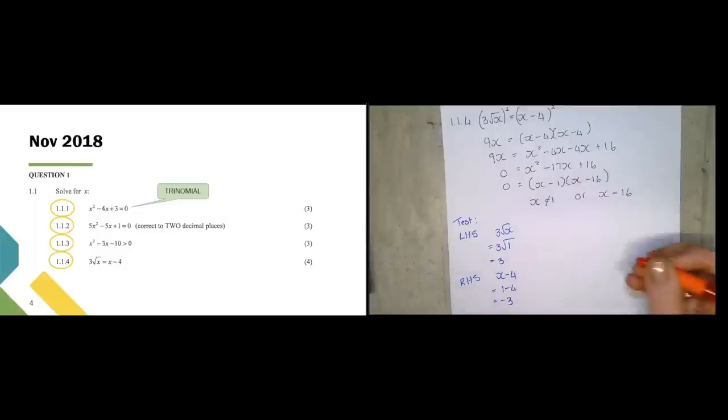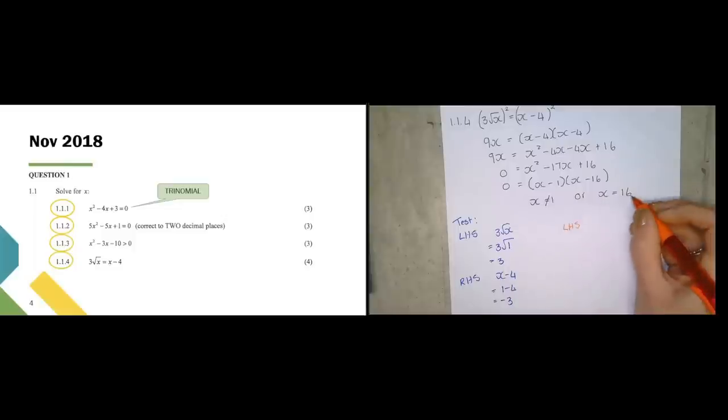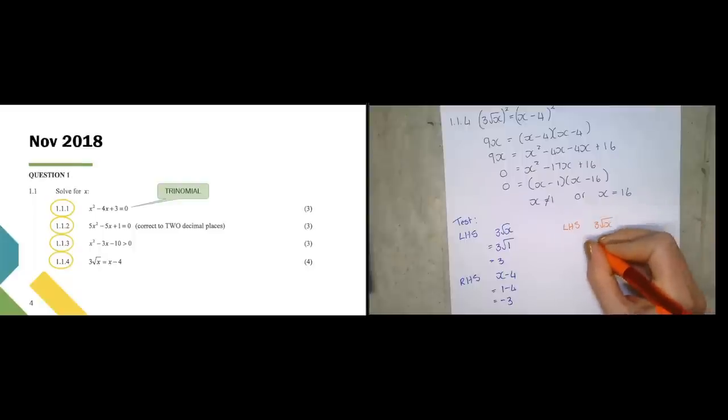Do not assume it. So if I go to the left-hand side, I'm now going to test 16. 3 times the square root of x. Substitute in 16. 3 times the square root of 16. That's 4. 4 times 3 is 12. Right-hand side, x minus 4. If x was 16, 16 minus 4 is 12. That is the same answer, so 16 works.